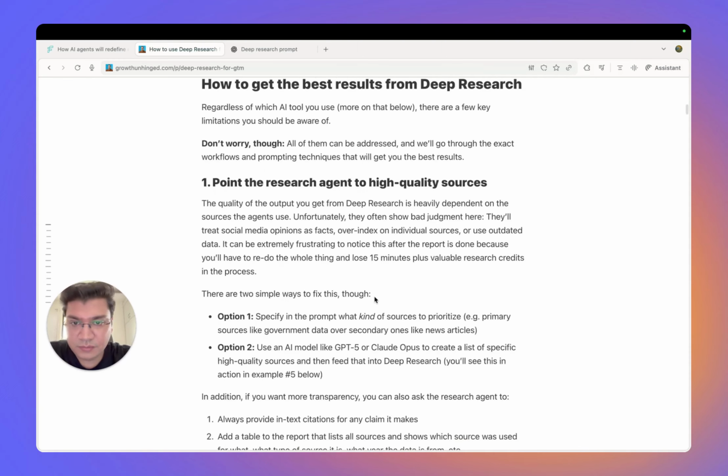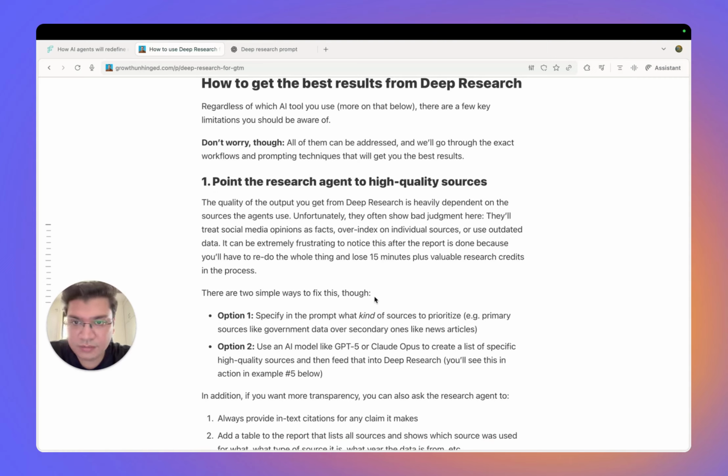So basically, the first point that they have covered is to point the research agent to high quality sources. What happens here is that the quality of your output depends upon the quality of sources that your deep research taps into.